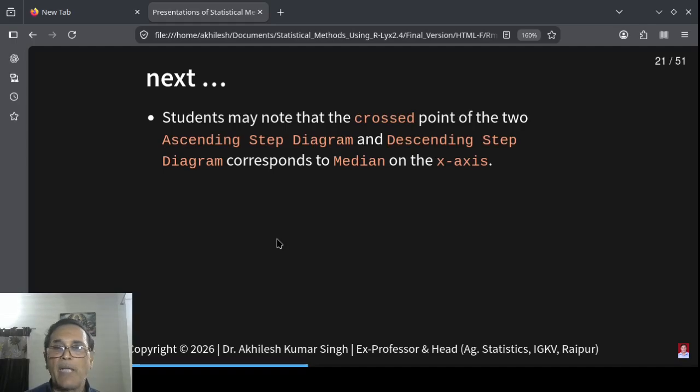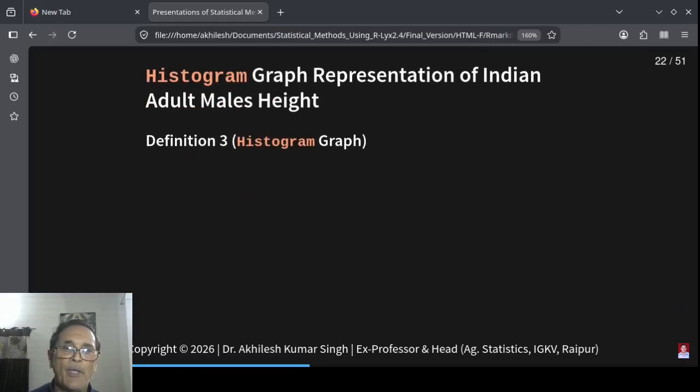Now students may note that the cross point of the ascending and descending step diagrams corresponds to the median on the x-axis. Histogram graph representation of Indian adult males. Now we shall be discussing some plots for continuous data. So far we have discussed the graph representation for the discrete. Now we shall be discussing the continuous data types of graphs.